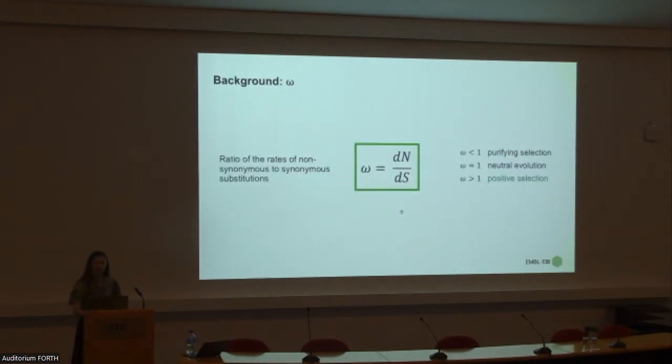So the way this has traditionally been done is that we will fit our data to a model that includes a parameter describing selection. And this is often this value omega, which is the ratio of rates of non-synonymous to synonymous substitutions. Non-synonymous substitutions being those in which the substitution leads to a change in the encoded amino acid, and synonymous substitutions don't lead to a change because of the redundancy in the genetic code.